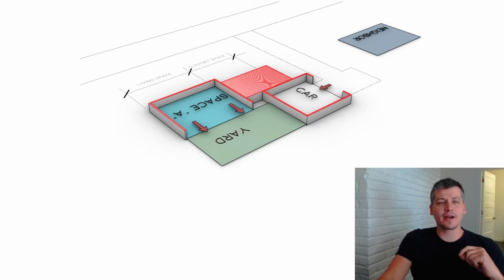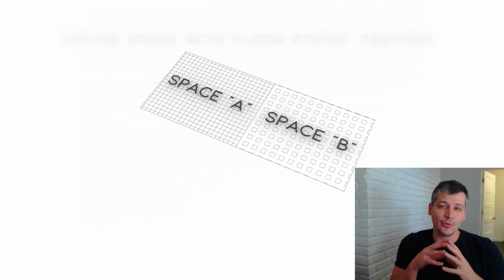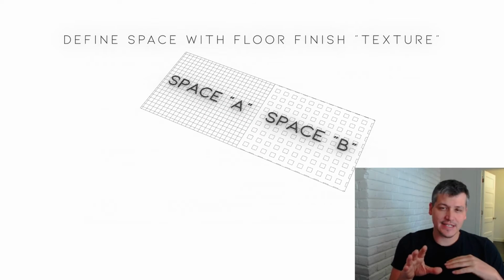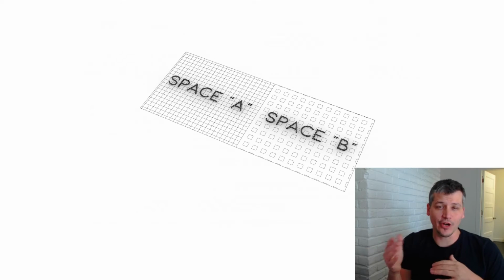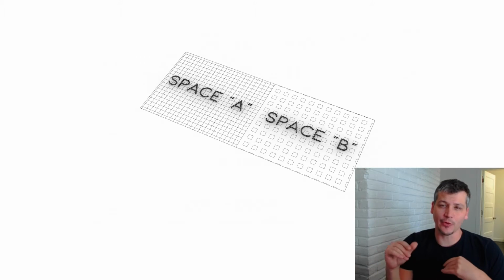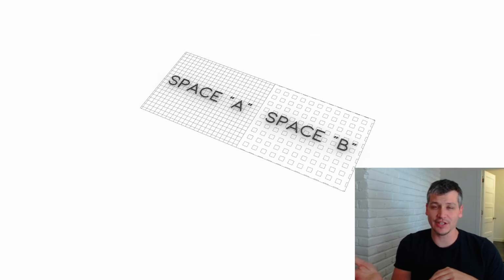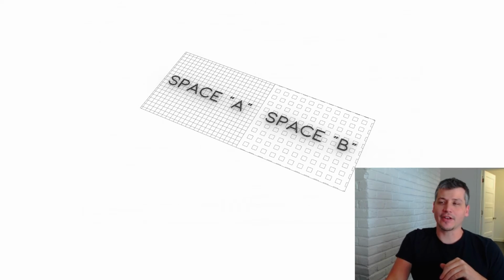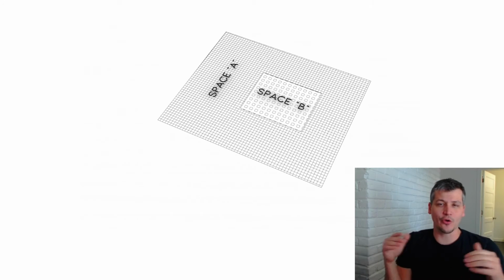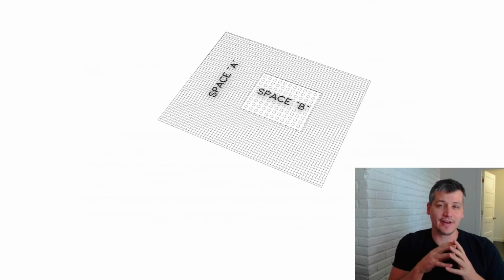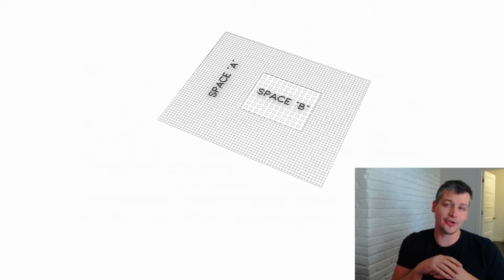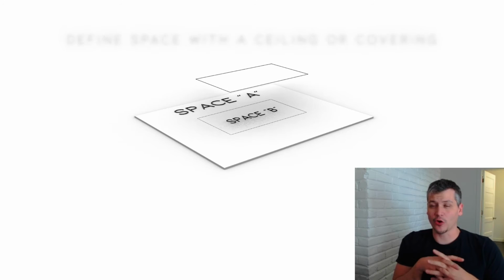Now, you may not know this, but another way to define space is actually with texture. A lot of times you'll see this when it comes to a rug, for example. Putting a rug under a dining room table, it defines space. Same idea. We're defining space by changing the finish of the floor. Now, if we think about space A being this large, open, expansive space, space B can be defined with this texture, or like I said, it could be as simple as putting a rug under a dining table.